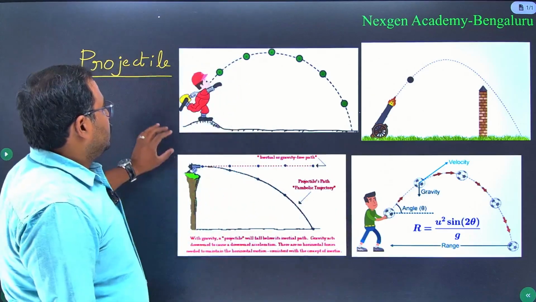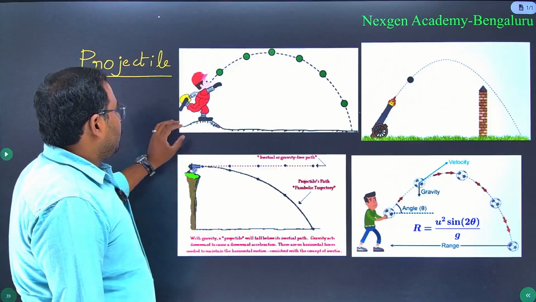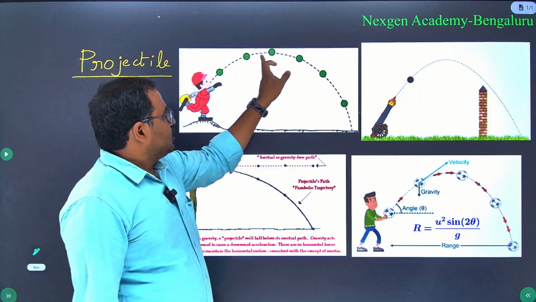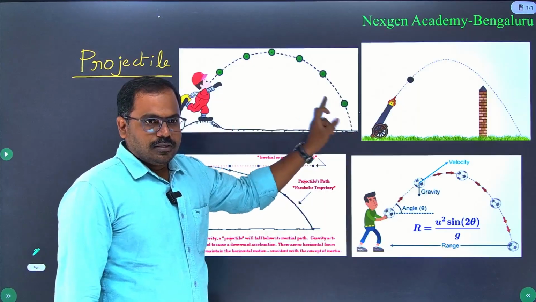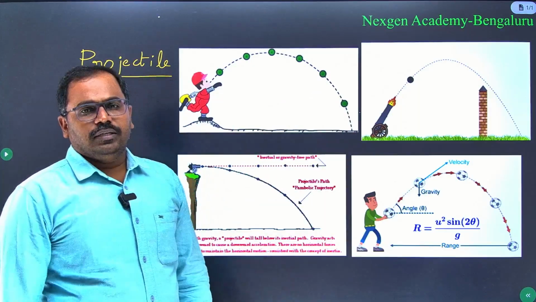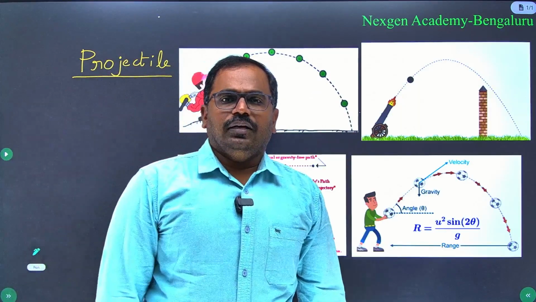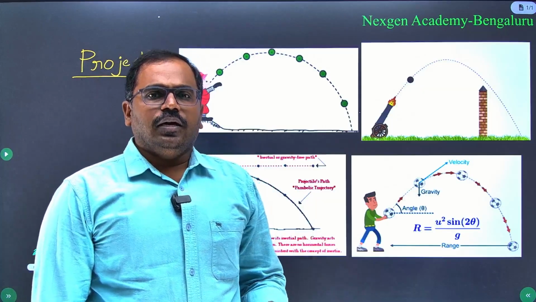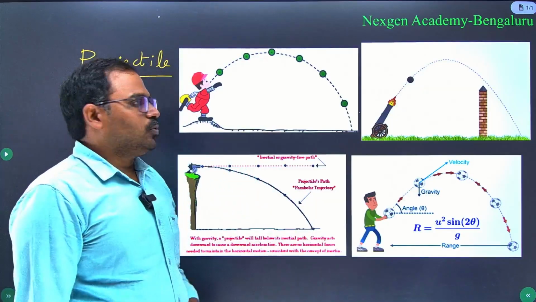Look at this. This boy is throwing a ball with some velocity into space in this way. It is following a path. This path is nothing but the trajectory of a projectile. The trajectory of a projectile is a parabola, that we are going to prove mathematically.